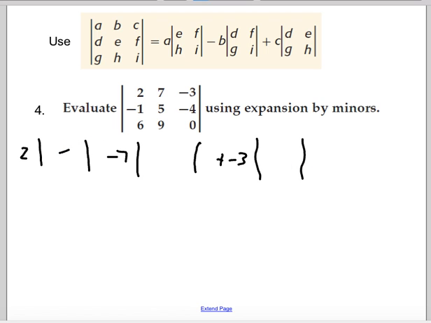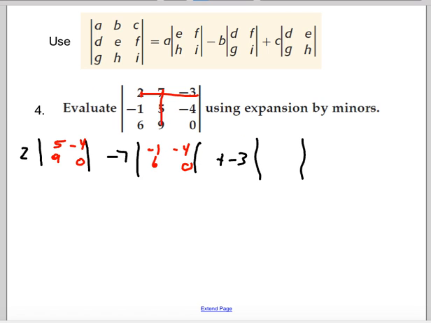Okay, so inside here, we're going to look at this. We've got our first row, we're going to cancel it out, and then we're looking at what's left over. 5, negative 4, 9, 0. Then we're going to come over here, and now we're going to look at getting rid of the second column because 7's in that column. So we've got negative 1, negative 4, 6, and 0.